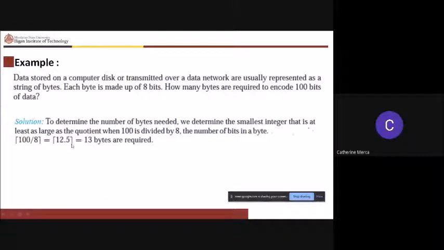Pero di ba wala man tayong half na byte. So what you have here, i-round off ang 12.5 into the greatest integer, the ceiling function, no? Which is equal to 13. Nakuha? So ang ceiling function sa 12.5 is 13.